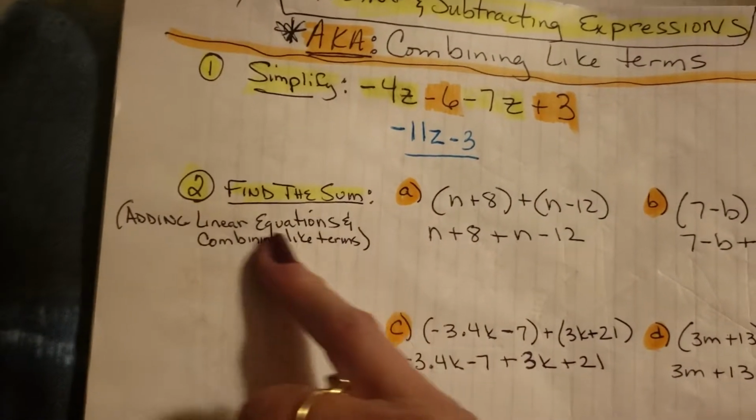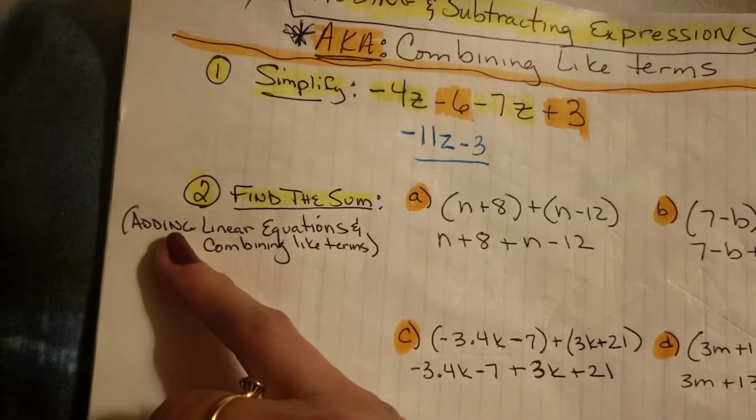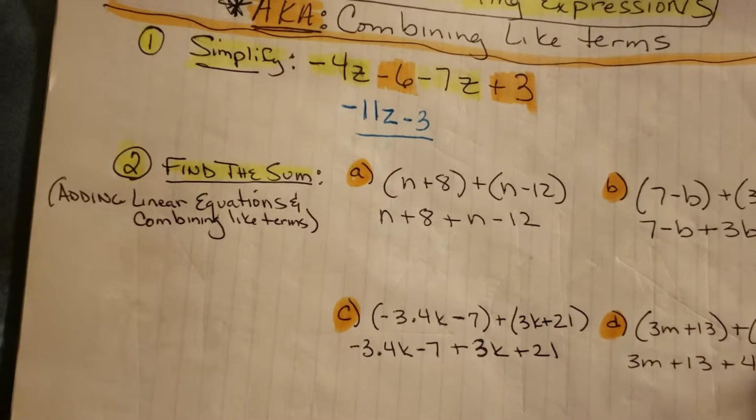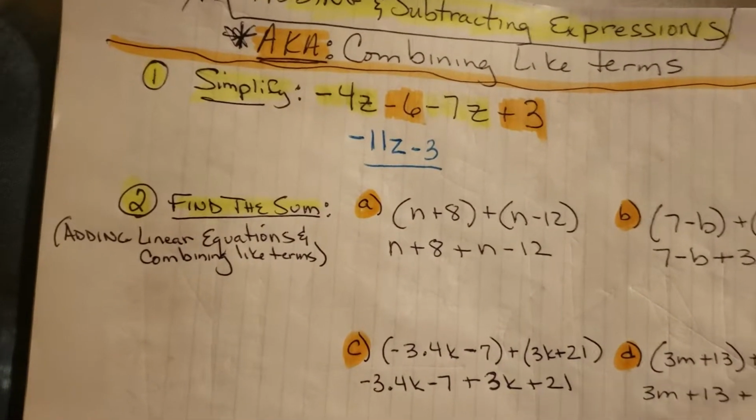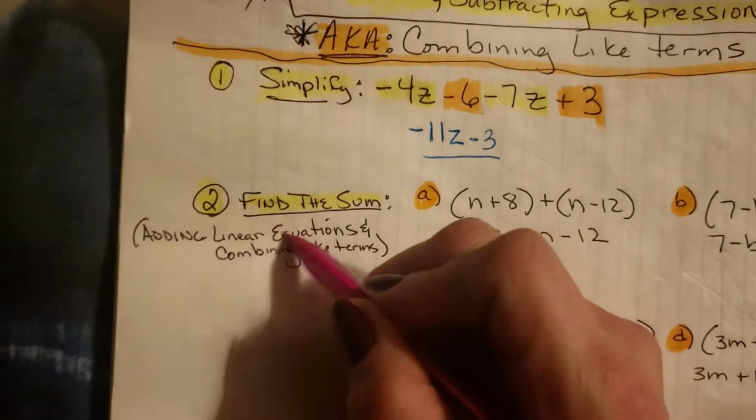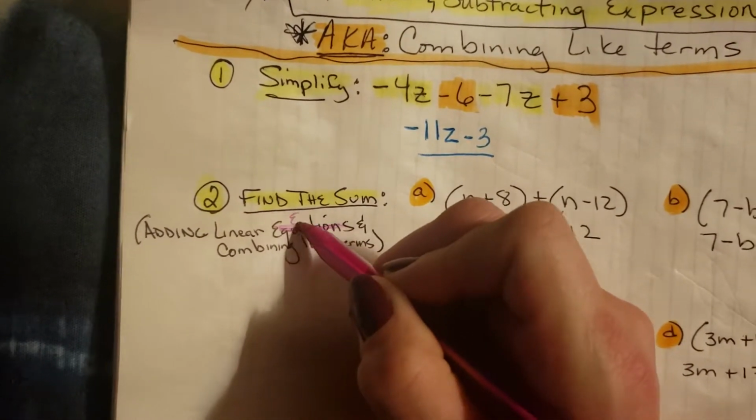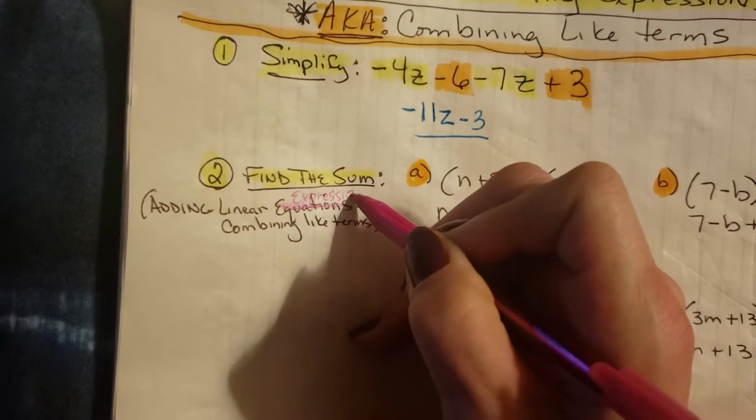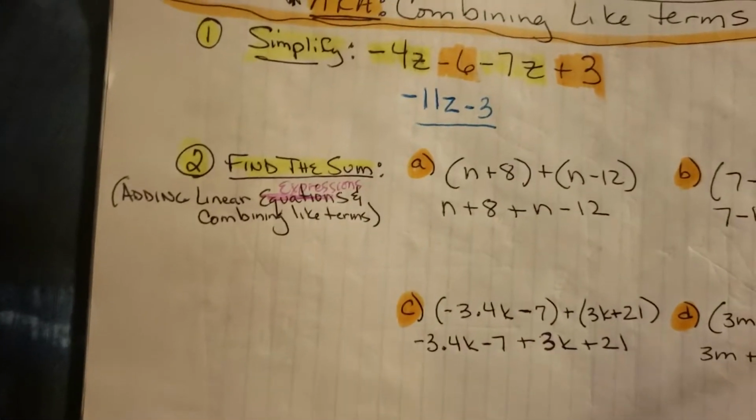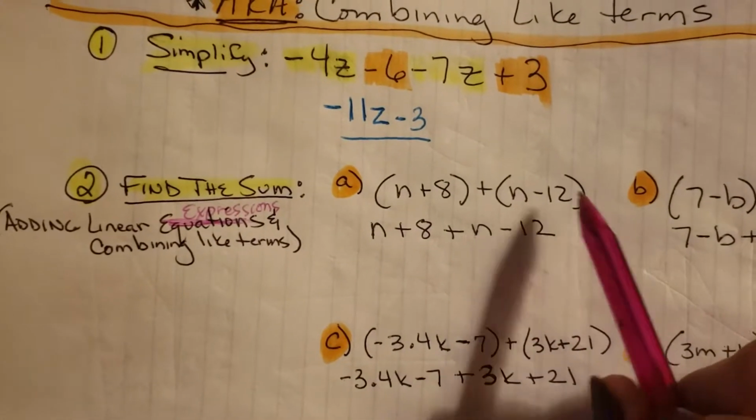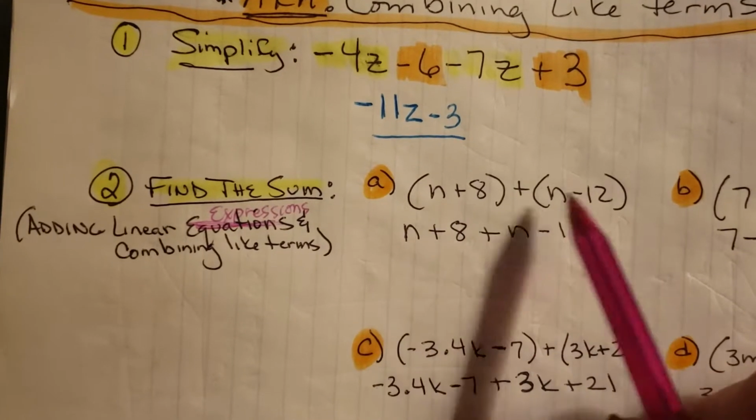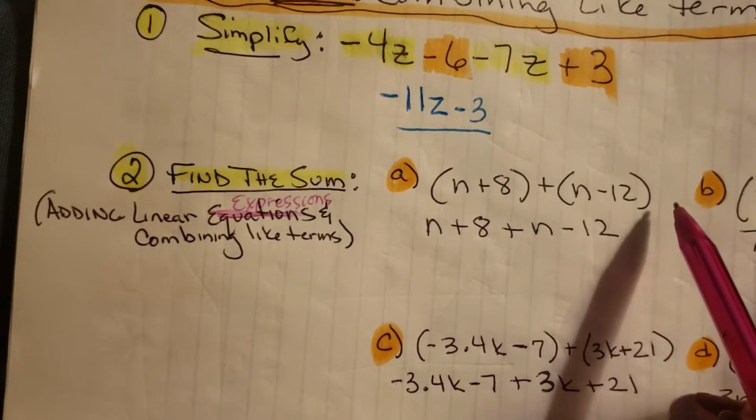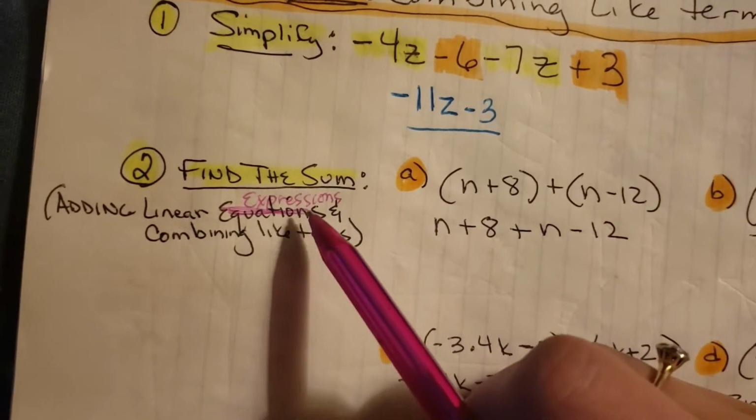And now we were starting to talk about, and this is where we're picking up, adding linear equations. I don't know why it says adding linear equations. Now that I see that, that should not say equations. That should say expressions. I apologize. I got this from a book, and I believe there was a typo. These are expressions. This is a good side note. These are expressions, and they're not equations because there's no equal sign.